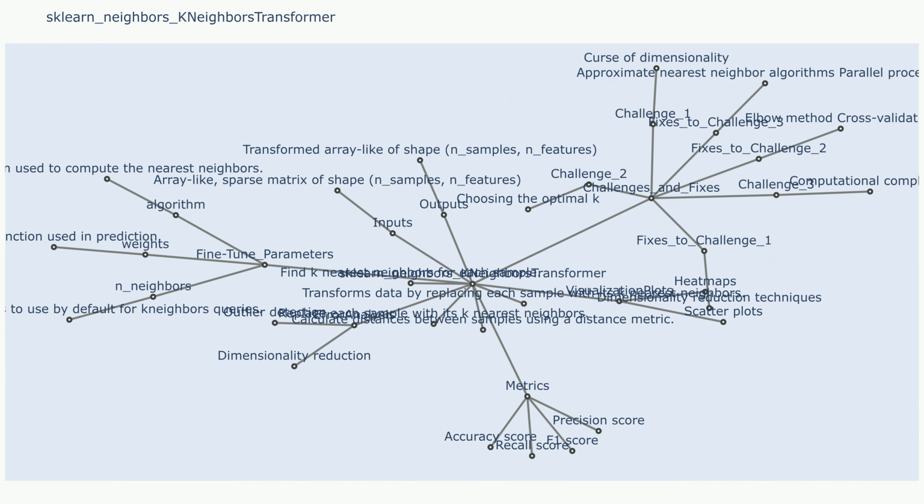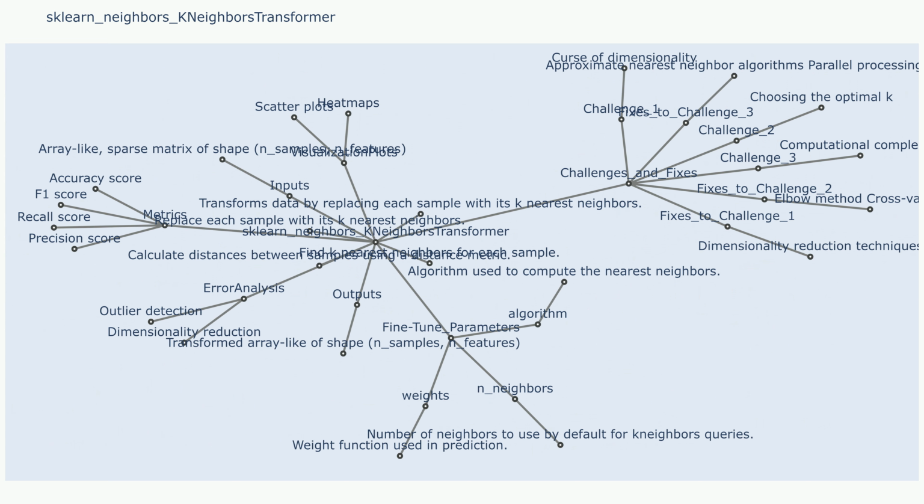Challenge 2: data imbalance. If the data is imbalanced, the nearest neighbors of data points in the minority class may be dominated by points from the majority class, leading to biased transformations. Sample use case: using K-neighbors transformer on data with a large class imbalance might lead to overfitting to the majority class and poor performance on the minority class.